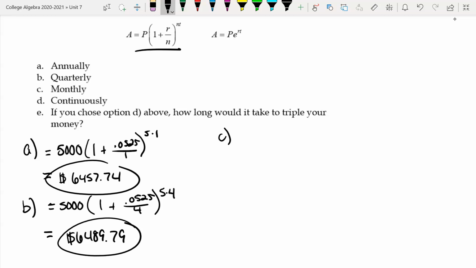Next one, 5,001 plus 0.0525. This is monthly. So again, I'm going to change that n to a 12. 6,497.16.